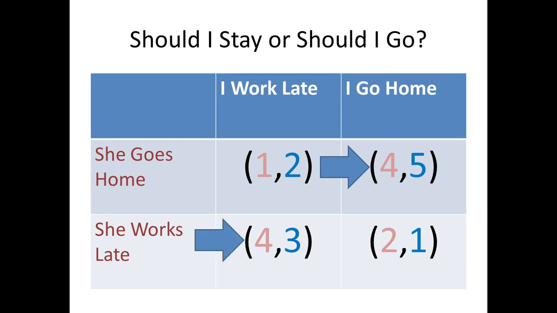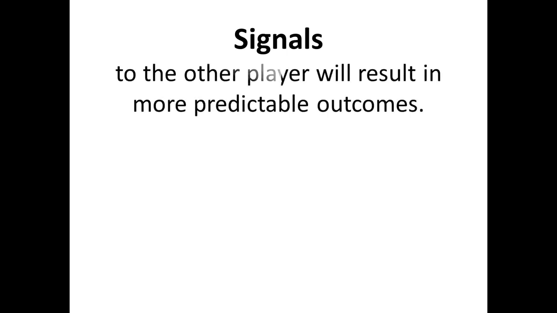Similarly, there's another Nash equilibrium here. If I work late and she works late, then both of us have another Nash equilibrium that neither one of us would deviate from, because that is also a point of stability. Signals are the important part of it. Otherwise, it's unpredictable what someone's going to do. So if the other player signals clearly, it will create predictable outcomes.